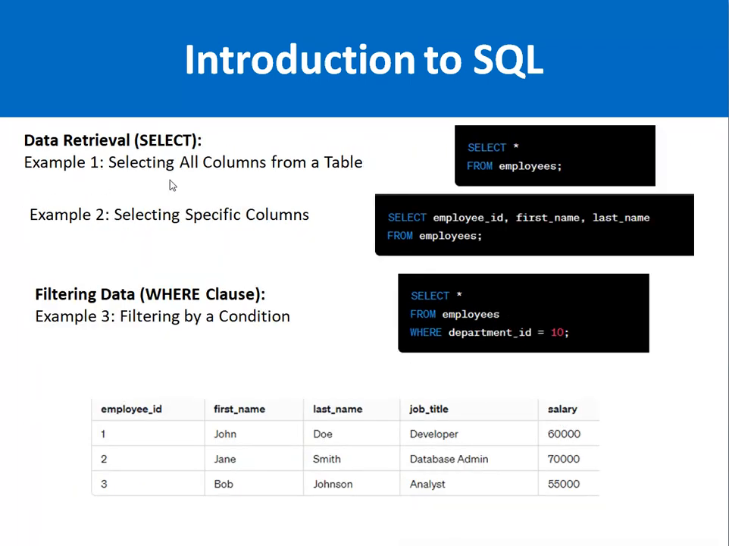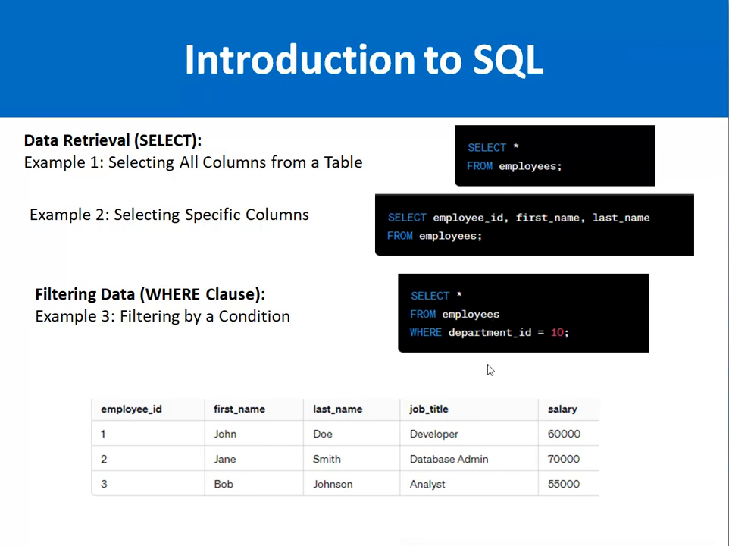For example, if you want to select all columns from a table, here is a simple example. This is a table with employee ID, first name, last name, job title, and salary. This is a table which you have created in a database. Now if you want to query all data from this table, you can write select star from employees. It will get all the data, and all 3 rows will be retrieved from the table.